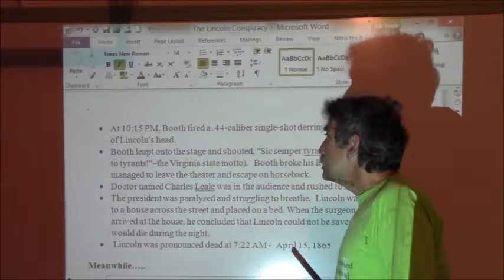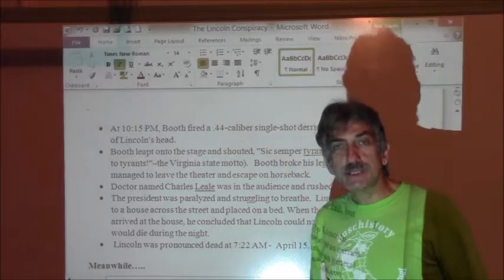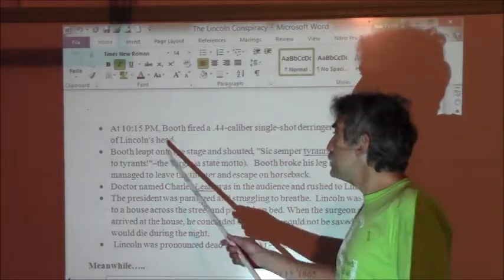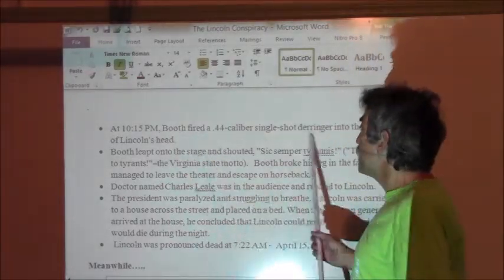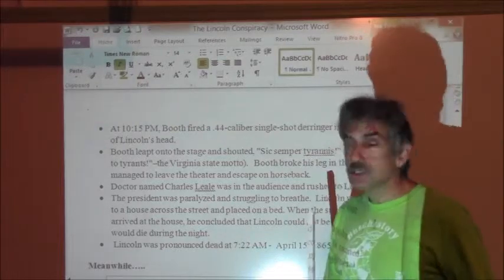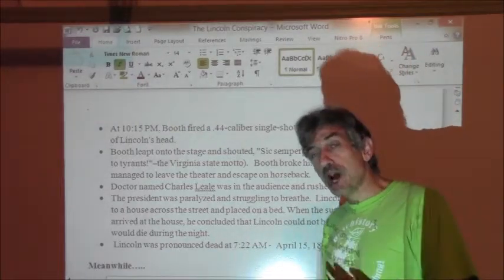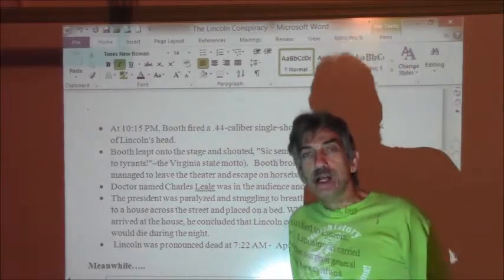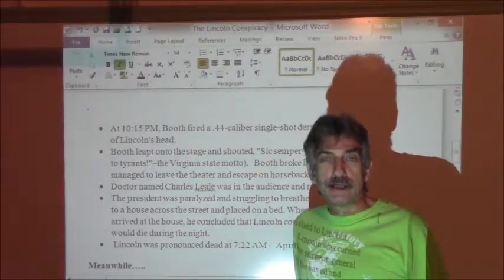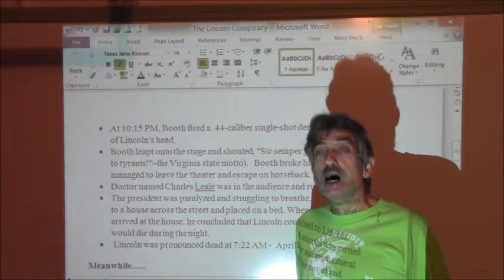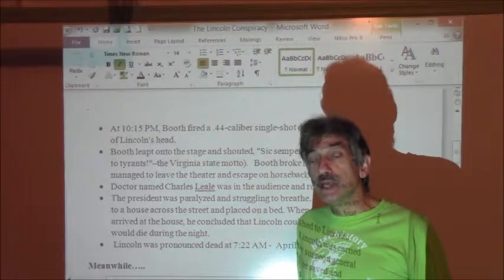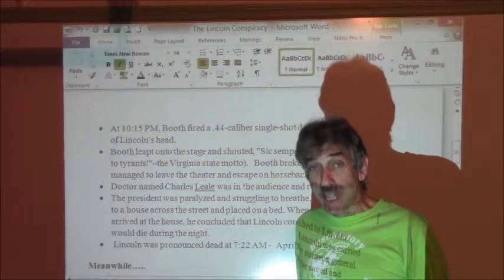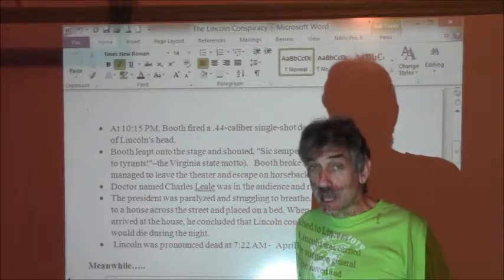So now we go to Ford's Theater. Our American Cousin is the play. And at 10:15 p.m., John Wilkes Booth fired a .44 caliber shot into Lincoln's head. It goes in from behind. The guard is not there. This is where the conspiracy idea gets a little better. The guard is not there guarding Lincoln's box. People that were supposed to go to Lincoln that night canceled out. Ulysses S. Grant canceled out.